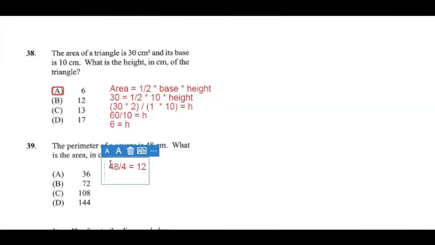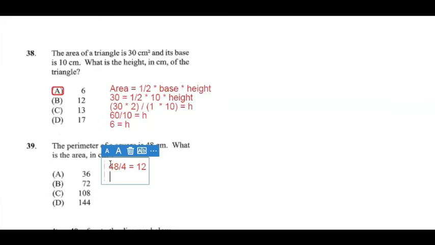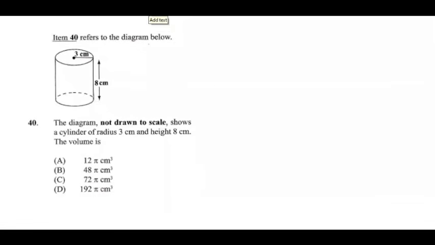So therefore the area, what is the area of a square? It is side times side, or side squared. So it is 12 multiplied by 12. So we're now looking at the area, which is 144. So therefore answer 39 is D. So you just need to remember little formulas like these.